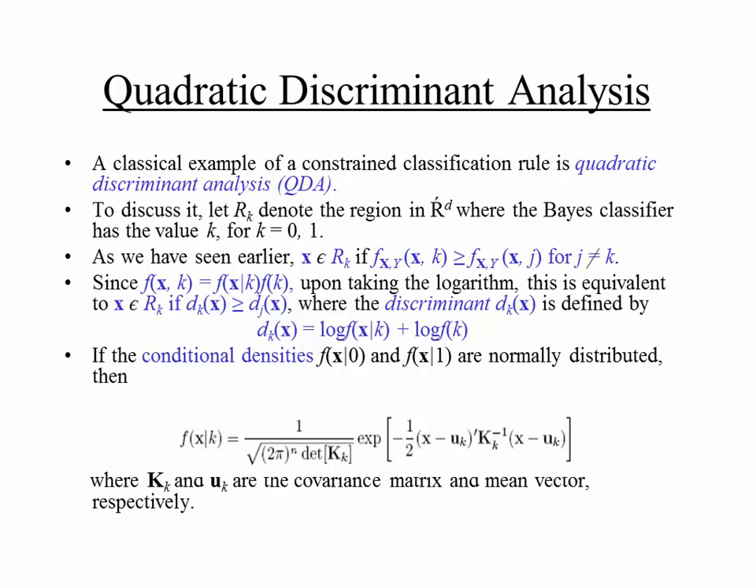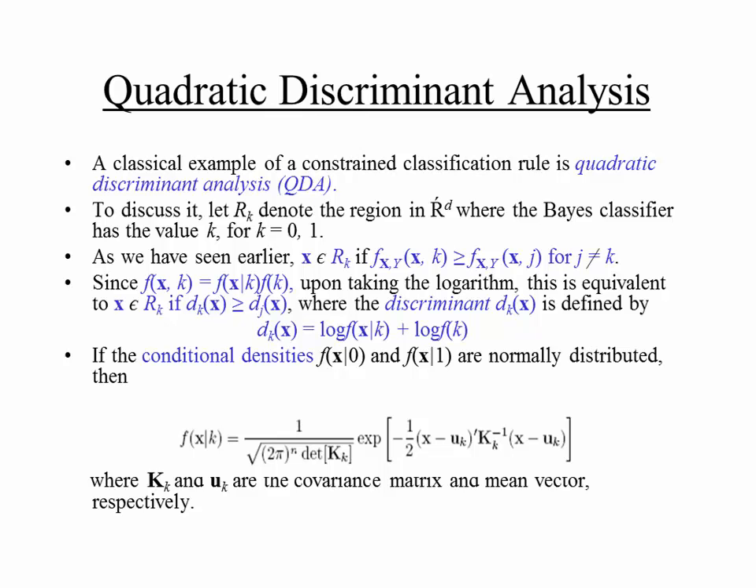They're already figured out. So a classical example of a constraint classification rule is what is called the QDA, or quadratic discriminant analysis. To discuss that rule, let R sub k denote the region in d-dimensional feature space where the base classifier has the value k, for k equal to 0, 1. Again, we are looking at binary classification. There are two classes with class labels 0 and 1. The set of all values x for which the base classifier will spit out the class label 0, I will call R0. The set of all values of x for which the base classifier will spit out the class label 1, I will call R1.